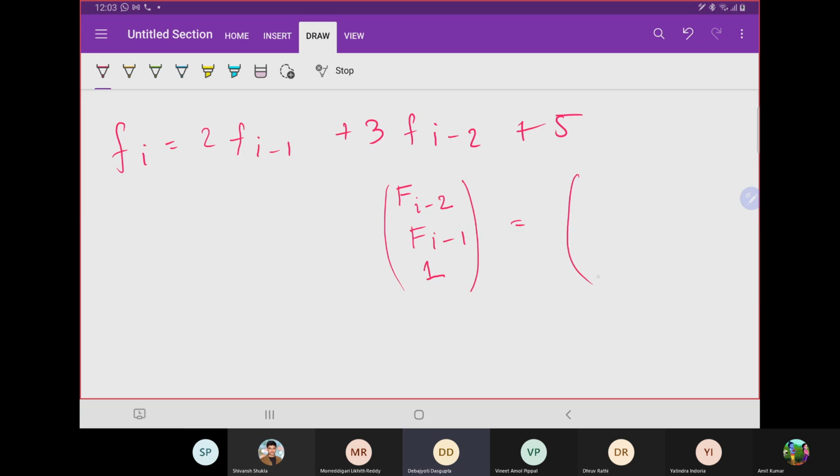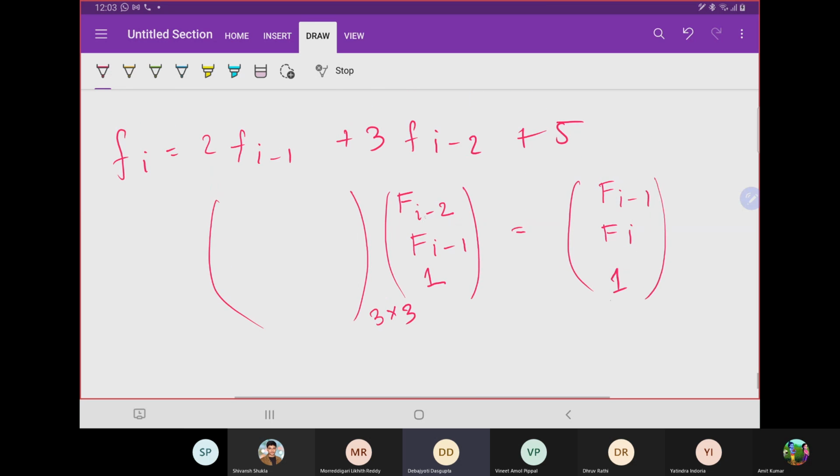So what do we need from this? The transformation matrix, which will be a 3 cross 3 matrix, should transform this into f of I minus 1, f of I, and 1. This last term will always remain the same if there is a constant term added. So for capturing f of I minus 1, we add 0, 1, 0, obviously, because it's the second term, so the second term is set to 1. Now, for capturing 1 in the last position, we will put 0, 0, 1, since it's in the last position.